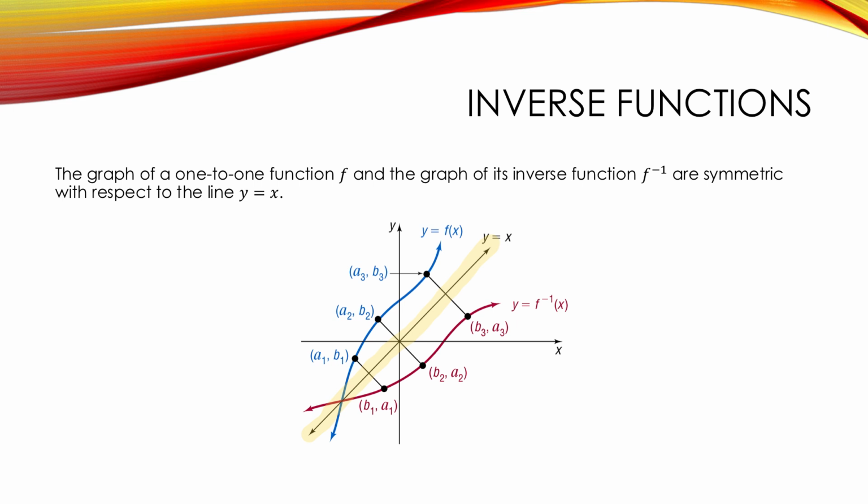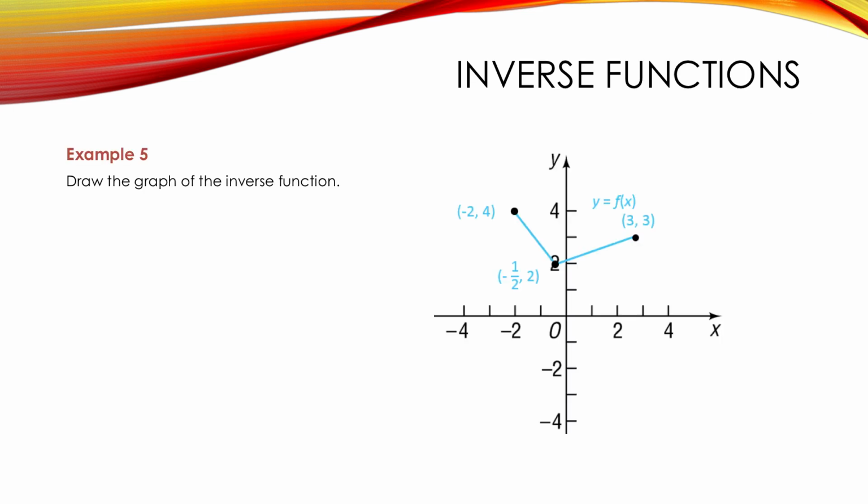So can this help us graph inverse functions? Absolutely. That's our last example we're going to look at in our review of inverses. I have a function which has 3 points on its graph, which are (-2, 4), (-1/2, 2), and (3, 3). So if we look at our function f of x, we have the points (-2, 4), (-1/2, 2), and (3, 3).